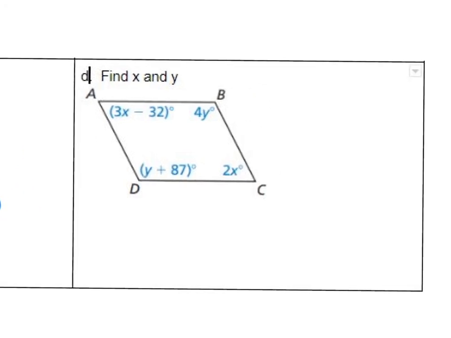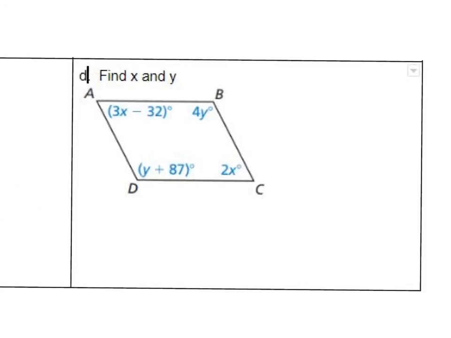All right, why don't you guys give number D a shot? Now, number D, we're using the angles. So again, you have opposite angles being congruent. So I have angle A and angle C. You also have angle D and angle B. So give this a shot, pause the video, see if you can solve this one on your own.